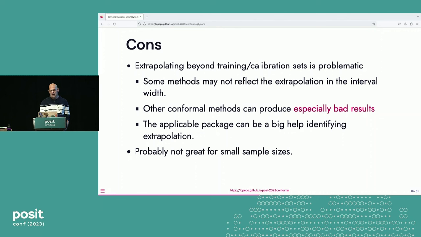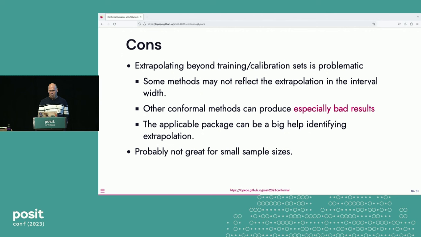Anyway, the con is that because it's making minimal assumptions, as you'll see in a little bit, they don't necessarily extrapolate well. So if you're making a prediction on a new sample and it falls well outside of your training or calibration set, the coverage, or even the interval itself, may not be very good. That's a little bit different than what we would see in things like linear regression.